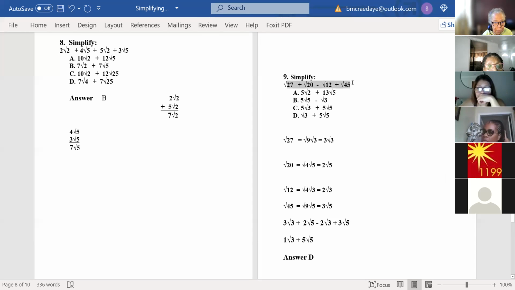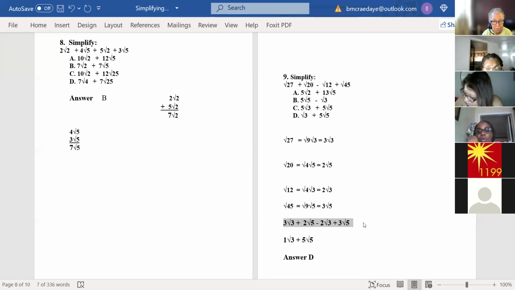What we got for the simplification, we plugged in the square root of 27, 3 times square root of 3, plus square root of 20, 2 times square root of 5, minus square root of 12, which is 2 times square root of 3, right here, plus square root of 45, which simplified to 3 times the square root of 5. Now, at this point, you only have to combine coefficients. Nothing to the radicals, right? You've already found your radicals.